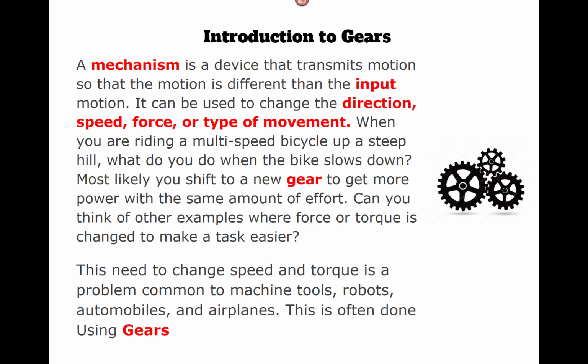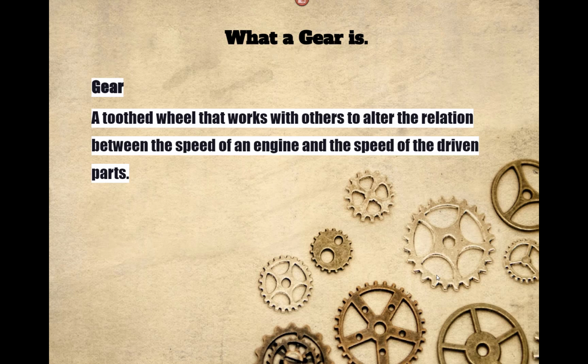This need to change speed and torque is a problem common to machine tools, robots, and automobiles and airplanes. This is often done using gears. A gear is a toothed wheel that works with others to alter the relation between the speed of an engine and the speed of a driven part.